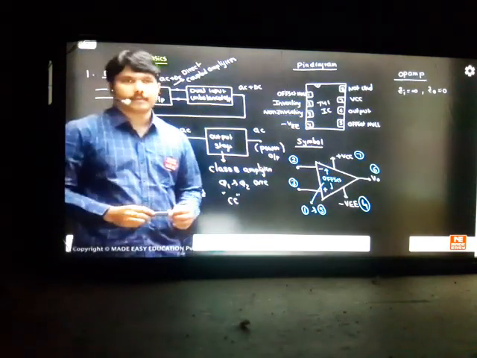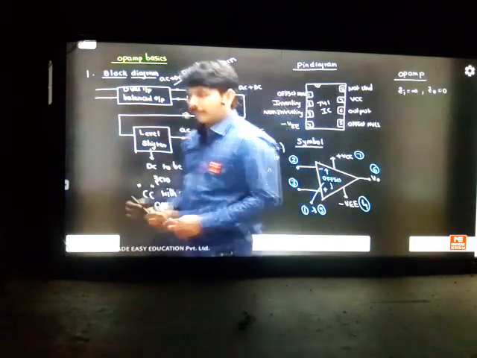Input impedance is infinite. Why is the input impedance infinite? Because we have used a differential amplifier as the input, and we have used a swamping resistor technique. When you use RE dash, your input impedance will go to mega ohms. So you get mega ohms impedance here. So we are going to get a high input impedance.